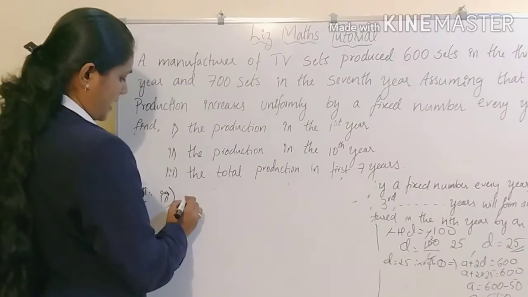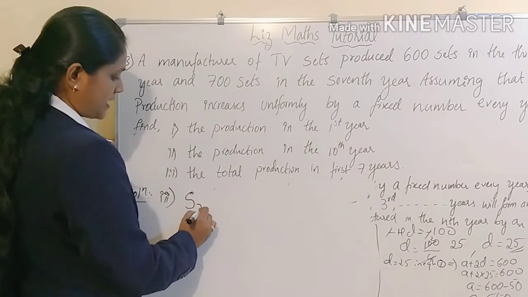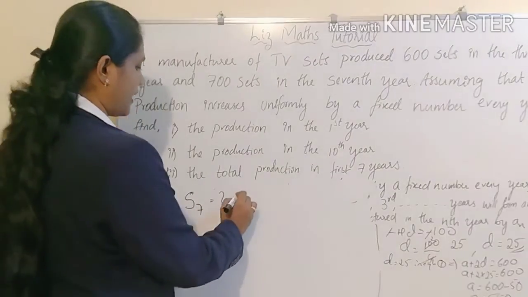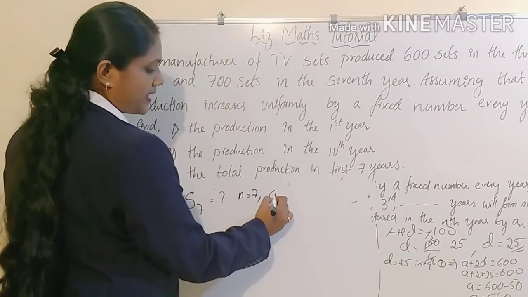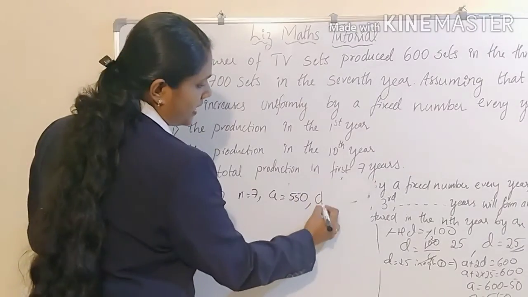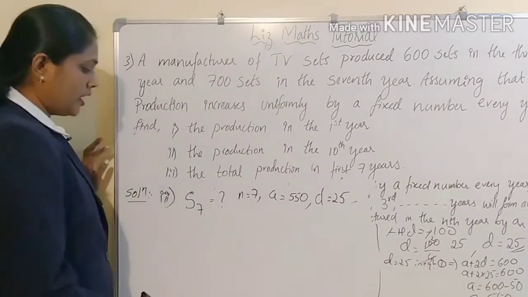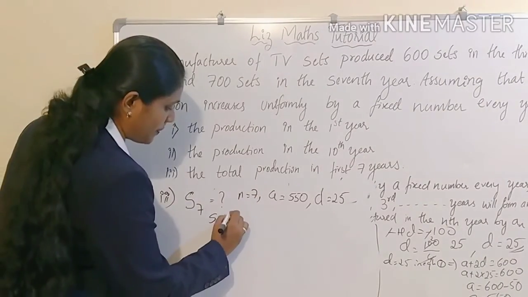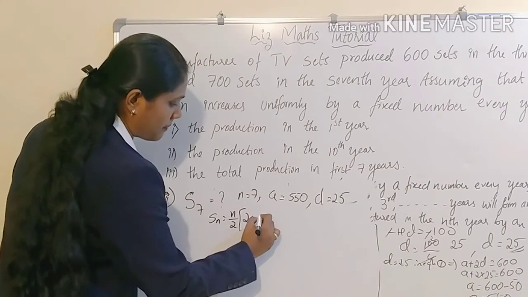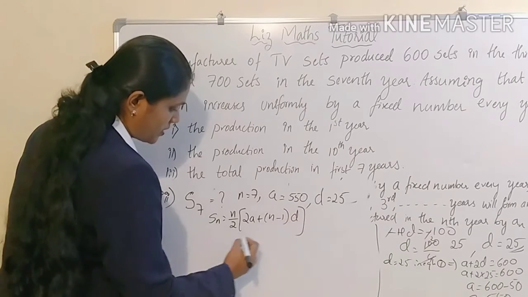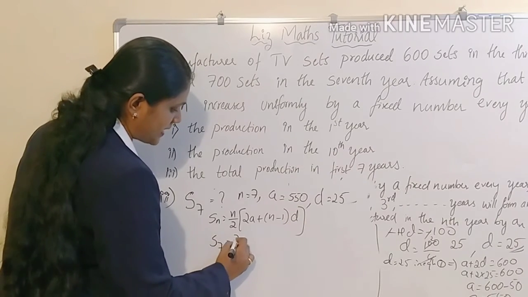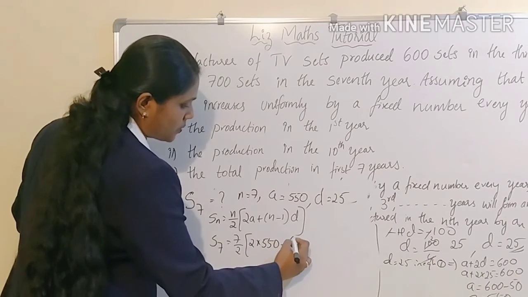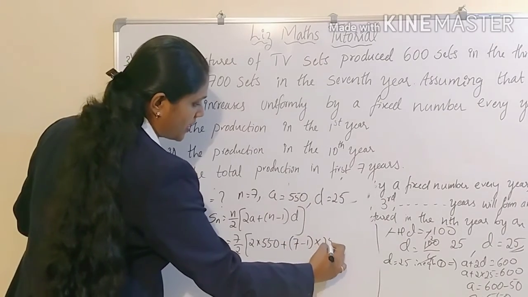So what is here? You have to find the sum, S7, the total production in the first 7 years. N is equal to 7. And what is A? A is 550. And what is D? D is equal to 25. Now substitute. Using which formula you have to find out the total sum? You have to use Sn is equal to n by 2 into 2a plus n minus 1 into d. So substitute this. N is nothing but 7. 7 divided by 2 into 2 into a is 550 plus n minus 1, 7 minus 1, into d is 25.